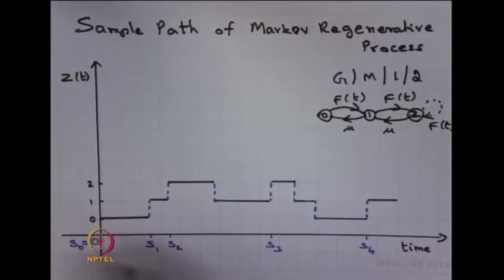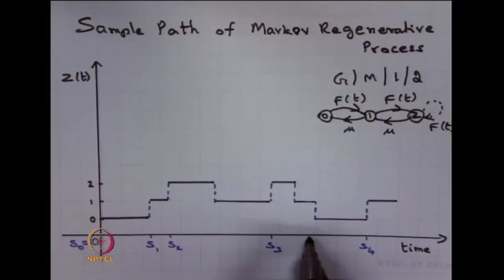Note the time points S1, S2, S3, S4. These are all the time points in which the arrival occurs. That is nothing but the arrival epochs. Whereas this is a time point in which the service completes. This is a time point in which the service completes. This is a time point in which the service completes.